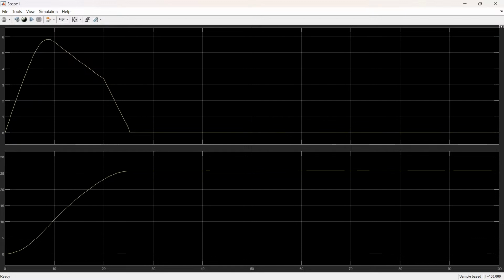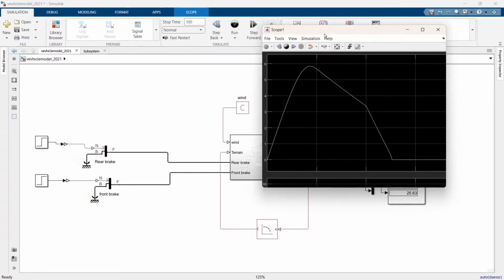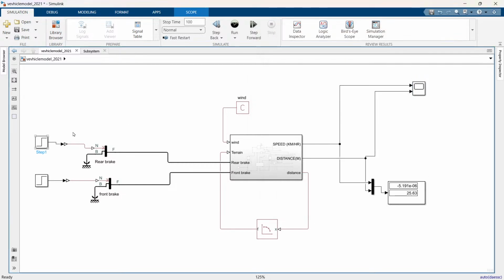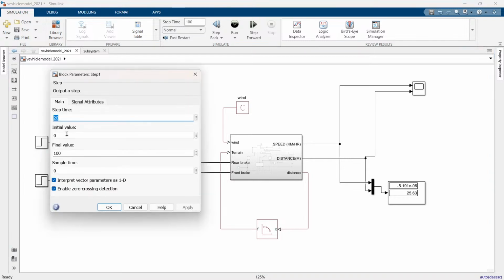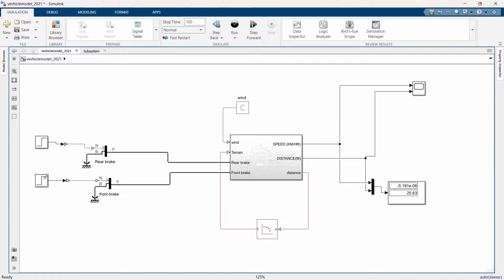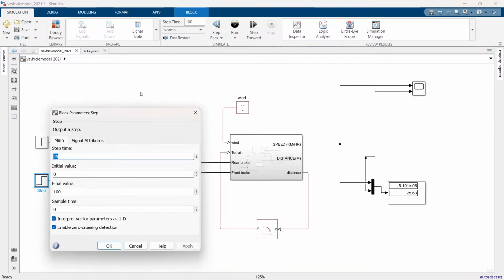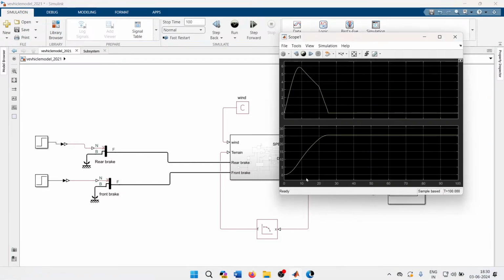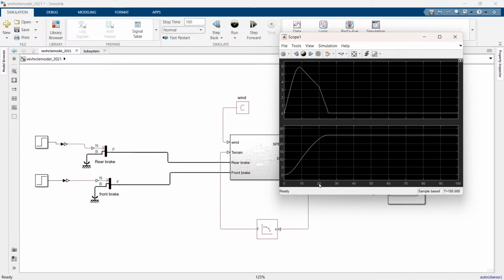This is the output here. This one is the speed waveform and this one is the distance waveform. What is the step input value here? The first brake input step time is 20 and this one is 25. So at 20 and 25, we are applying a brake. Listen carefully: at step 20 and also step 25, we are applying a brake. So the distance covered will be less due to that condition.